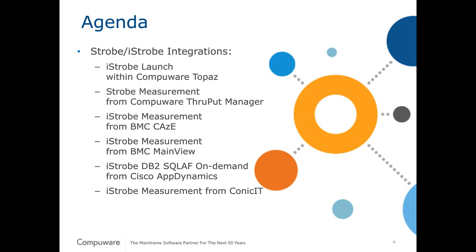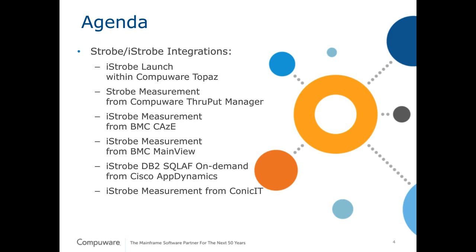We will see how Strobe and iStrobe function in Compuware's Topaz and the Eclipse-based GUI interface that is available for all the Compuware products: File-AID, Abend-AID, Xpediter, HyperStation, and ISPW. Additionally, we will explore how Compuware's ThruPut Manager and Strobe link together to automatically and intelligently optimize end-to-end batch automation.